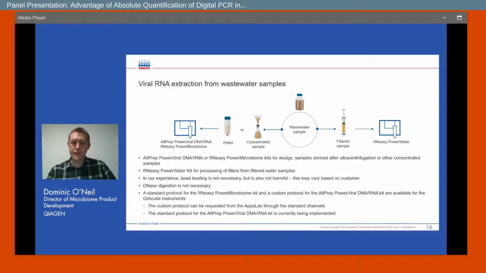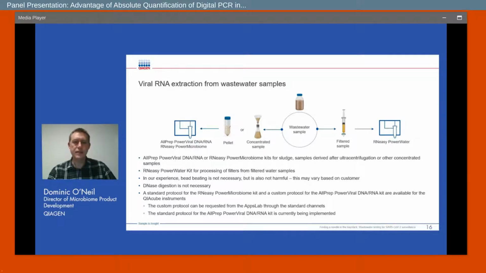In our experience of testing different wastewater samples, bead beating is not necessary, also not harmful. This may vary depending on your particular sample, and particularly when doing filters, bead beating may help to scrape material off of those filters. And so we don't recommend that people do not do bead beating, but we do not find that it's necessary. Likewise, DNase digestion is not necessary when using these kits.